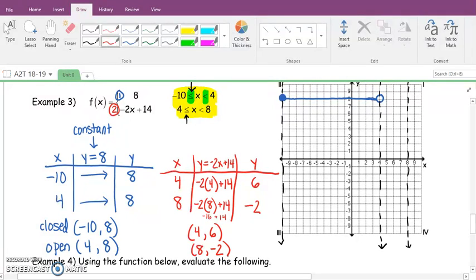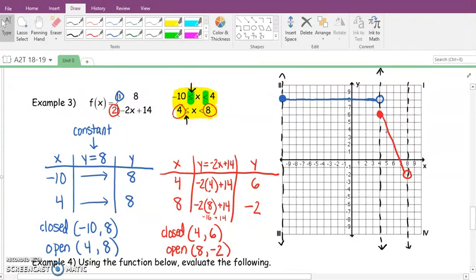Once again, both boundary points because they're both numbers up here. So I do need to check open or closed. The 4 has that equal to line, so that'll be closed. But the 8 doesn't, so that one will be open. Alright, so 4 comma 6 is a closed point. 8 negative 2 is my open point. Again, no arrows because it's just in between those 2 points. And there's my graph.